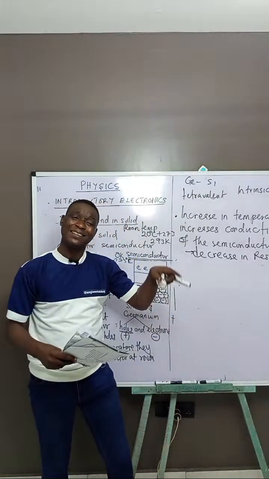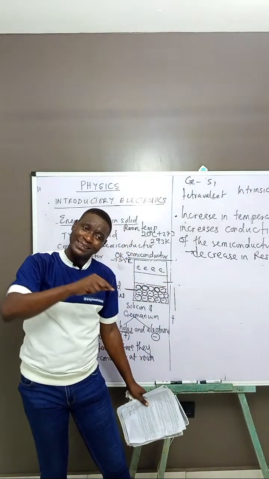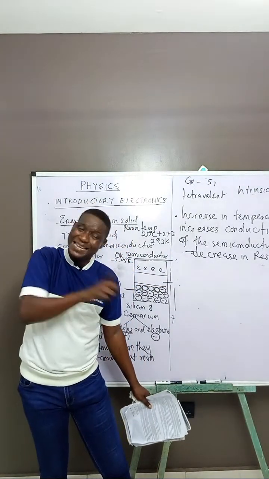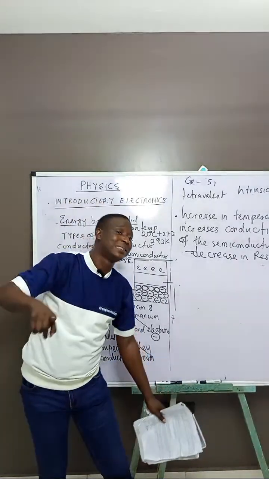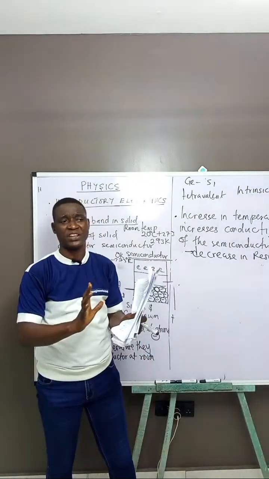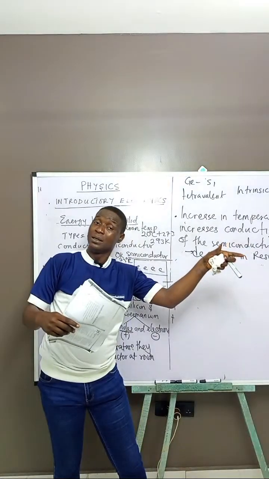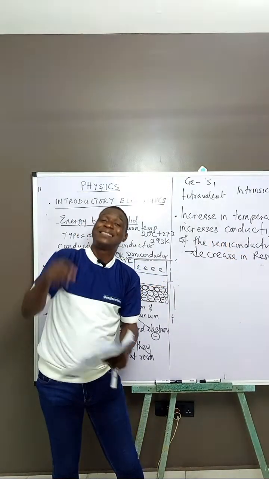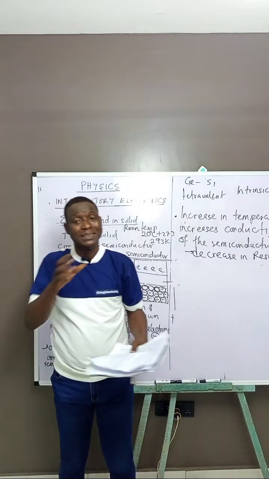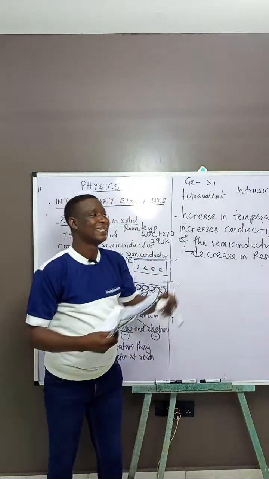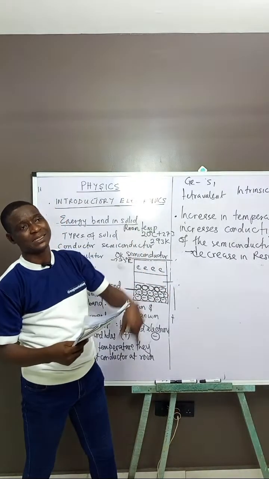So in a conductor, an increase in temperature gives an increase in resistance, while in a semiconductor there is a decrease in resistance with temperature. That's how you see them presented in the exam: increase in resistance with temperature, while decrease in resistance with temperature. That is a semiconductor.